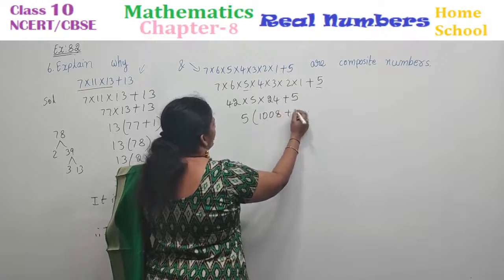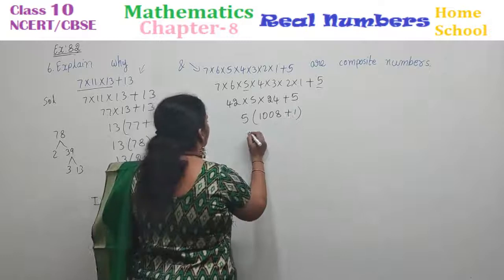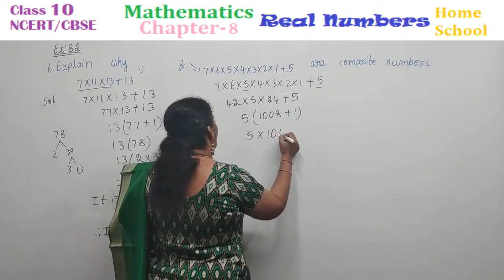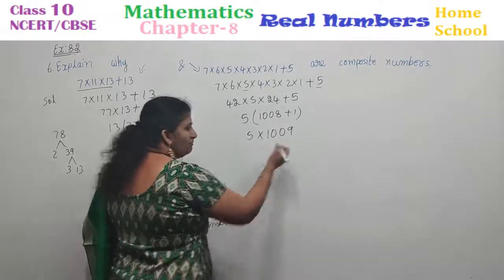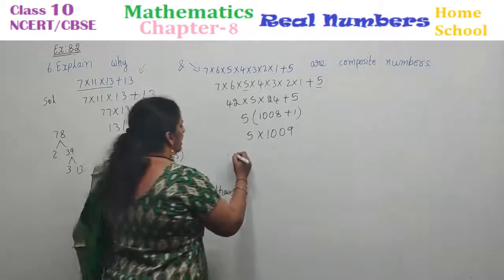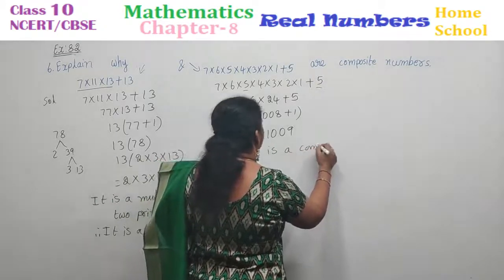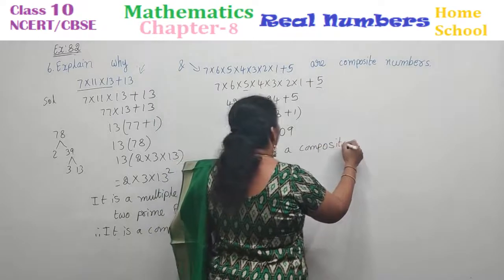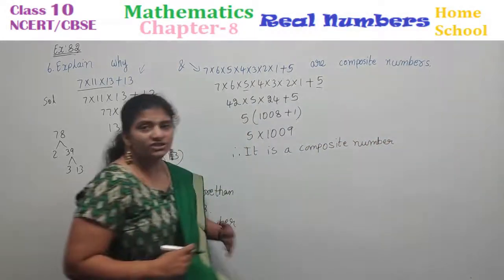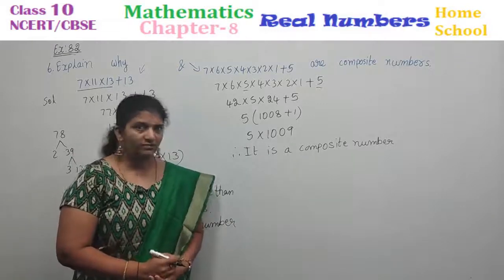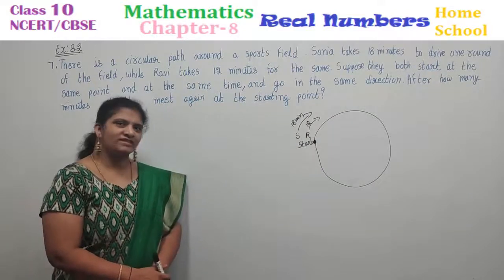What are you going to get? 1008 plus 1. If you take out 5 common, 1 will be left now. Then that will be 5 into 1009. So these two are the prime factors. Therefore, it is a composite number. Why are we calling it that, children? If we multiply two prime numbers, we are going to get a composite number. Let's see the last problem of this exercise, children.